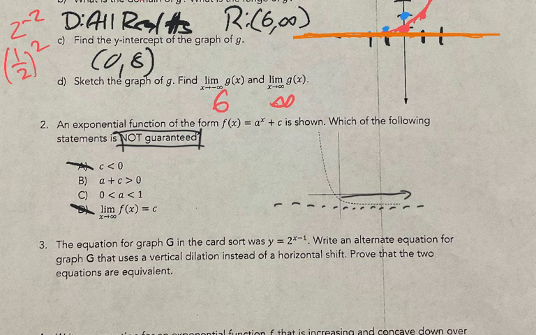What does C tell me? It says the a value must be between 0 and 1. Which is true. Why is that true? Because it's decreasing. Because it's decay, right? Because this is a decay problem, the a value must be less than 1.